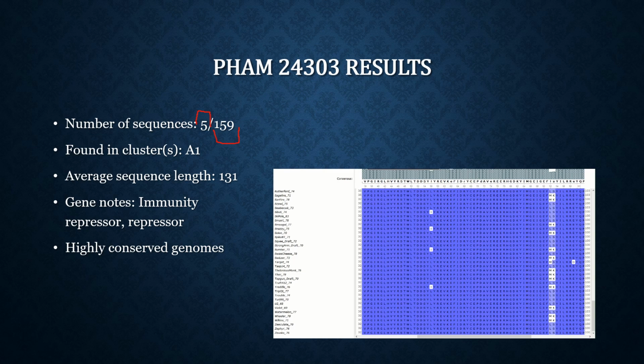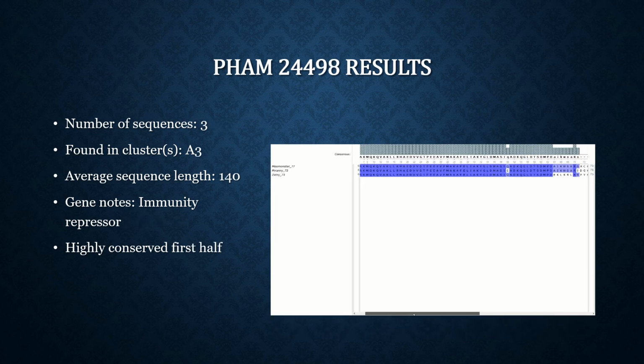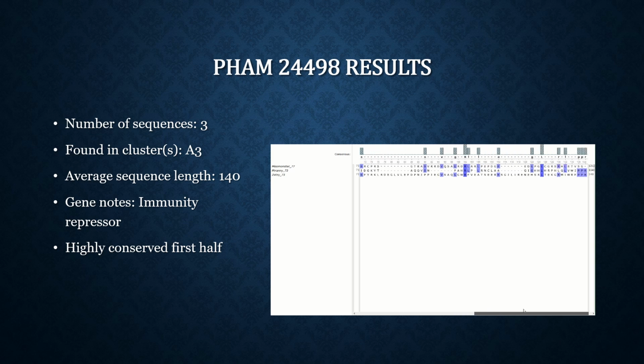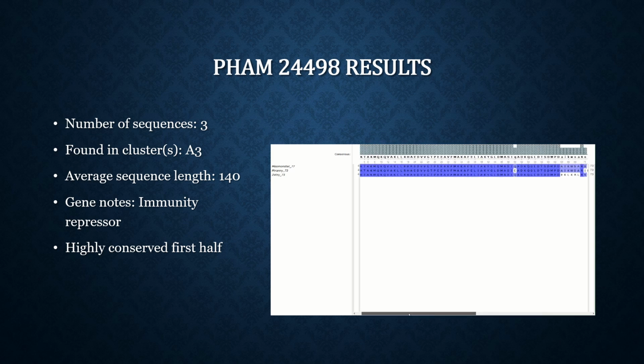So the FAMs I was looking at were found in cluster A1, with an average sequence length of 131, and gene notes included immunity repressor and repressor, and they are highly conserved genomes, as you can see from the video on the right. So FAM number 24498, there were 3 sequences found in cluster A3, an average sequence length of 140, gene notes included immunity repressor, and it was highly conserved in the first half.